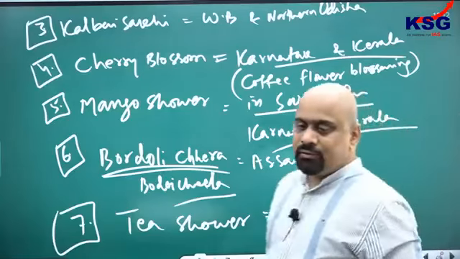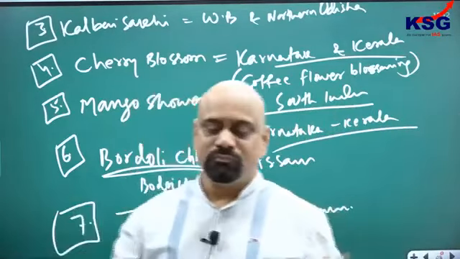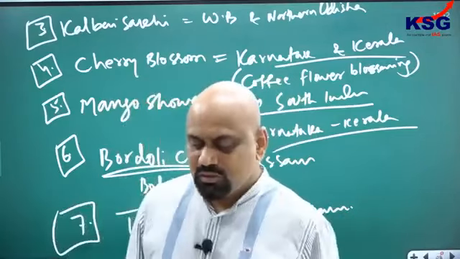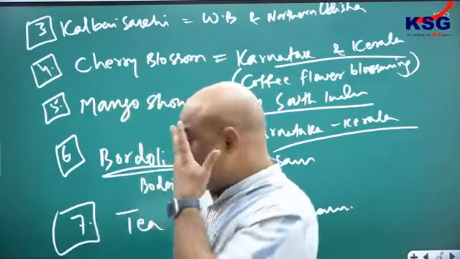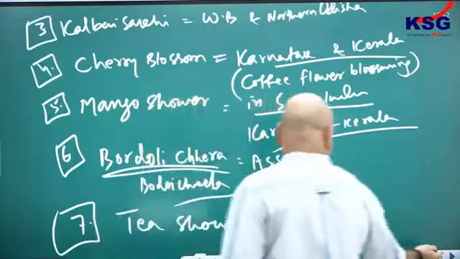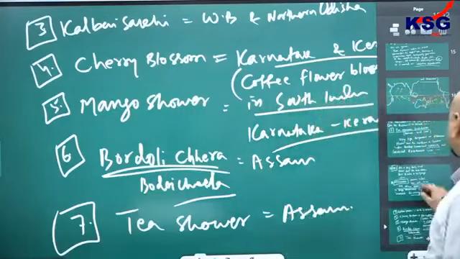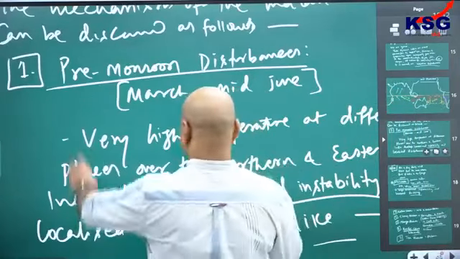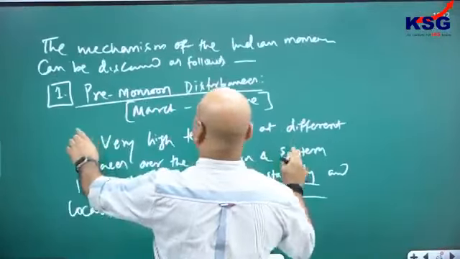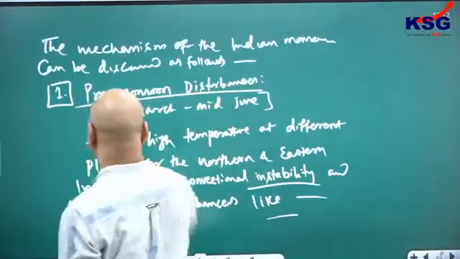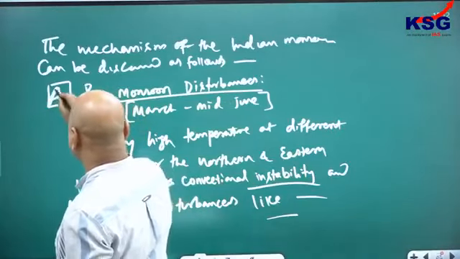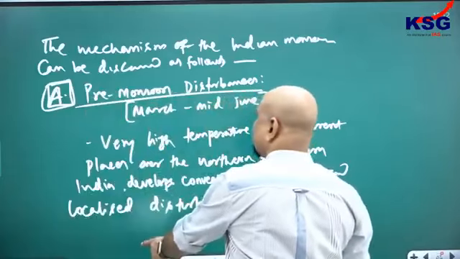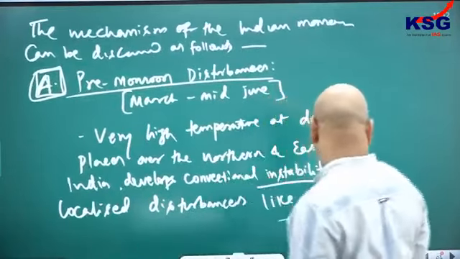Okay, done. This is the pre-monsoon disturbances. Now I will go for southwest monsoon. So the first one I told you, this is pre-monsoon disturbances. This one, instead of 1, write down A. A is pre-monsoon disturbances. This is what I have just discussed.